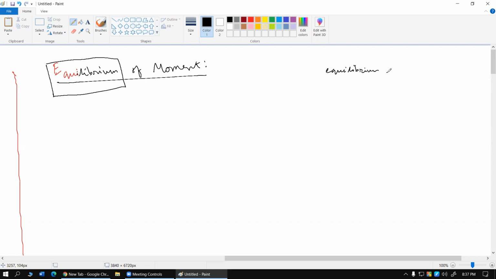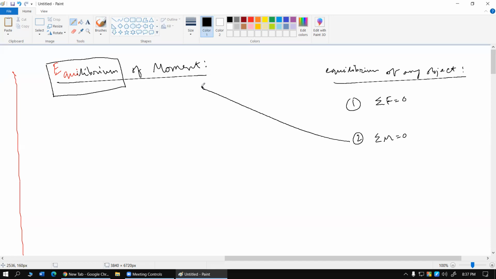For equilibrium of any object, we need to satisfy two conditions. Number one, the object must be subject to resultant force 0. Number two, the object must be having 0 resultant moment. Now, this second thing is the idea of equilibrium of moment, which means that if an object has equal amount of clockwise and anti-clockwise moment working on it, the object can be said to be in equilibrium. Equilibrium of moment, that is.